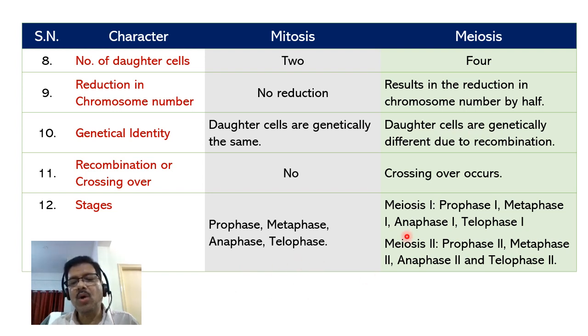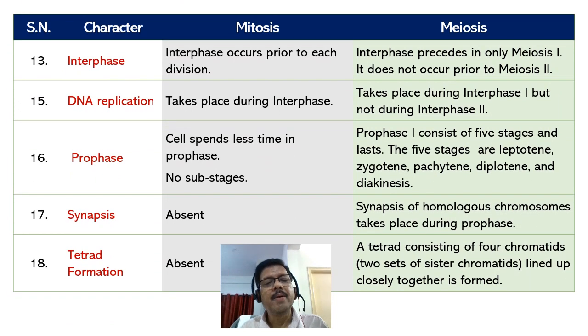Whereas here in meiosis, there is meiosis 1 with prophase 1, metaphase 1, anaphase 1, telophase 1, and meiosis 2 with prophase 2, metaphase 2, anaphase 2, and telophase 2. The interphase occurs prior to each division in mitosis, and interphase proceeds in only meiosis 1. It does not occur prior to meiosis 2. DNA replication takes place during interphase in mitosis, and it takes place during interphase 1 but not during interphase 2 in meiosis.